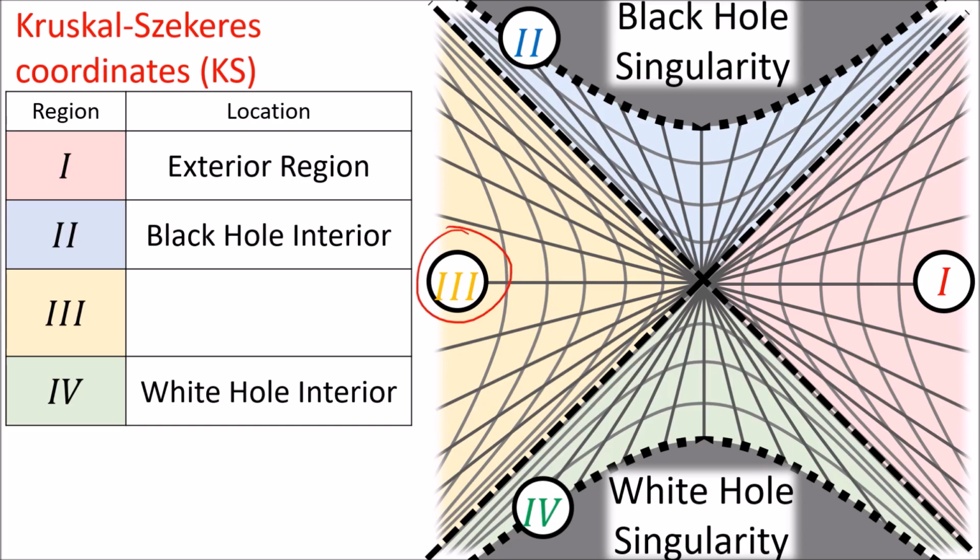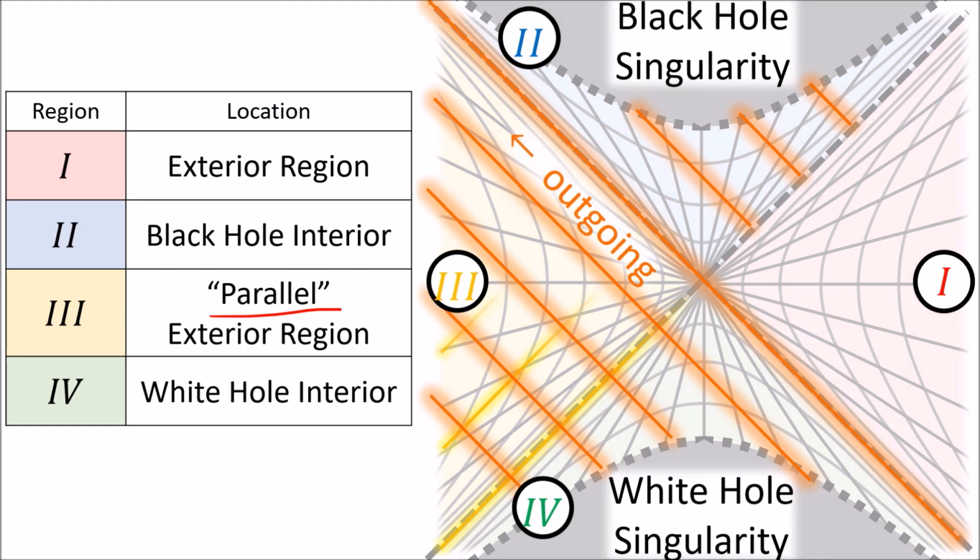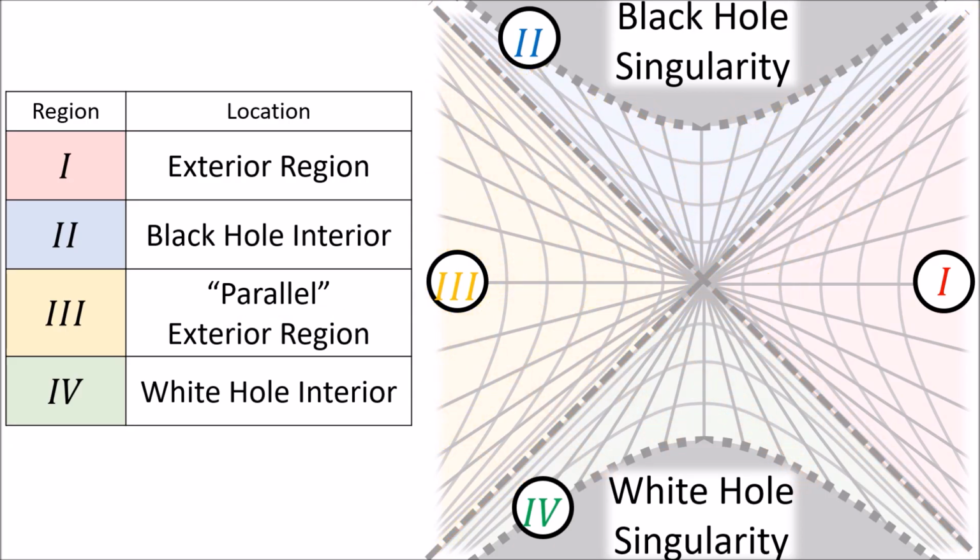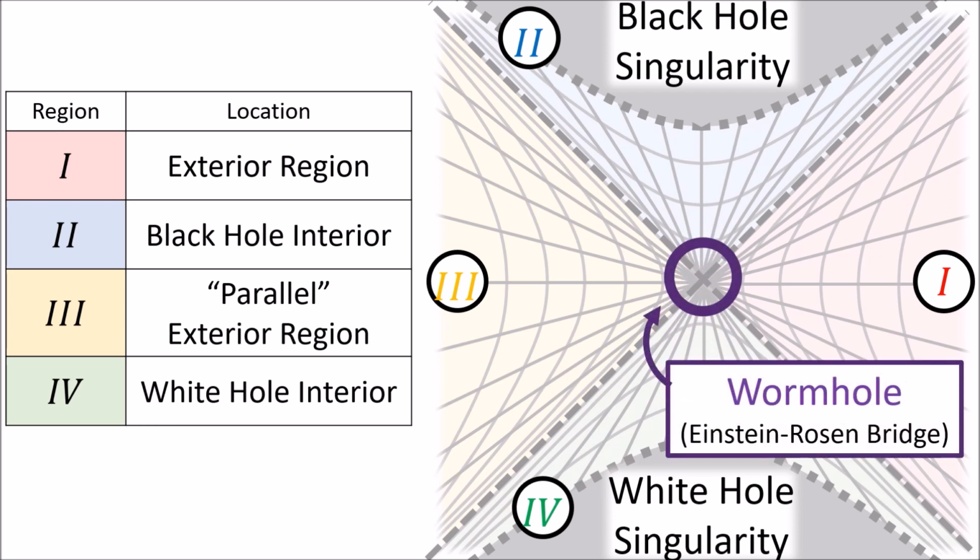Region 3 over here can be thought of as another outer spacetime existing in parallel with region 1, sharing the same black hole and white hole, but with the light beams reversed in direction. These two parallel spacetimes in regions 1 and 3 are connected by a geometry called a wormhole, also called an Einstein-Rosen bridge.